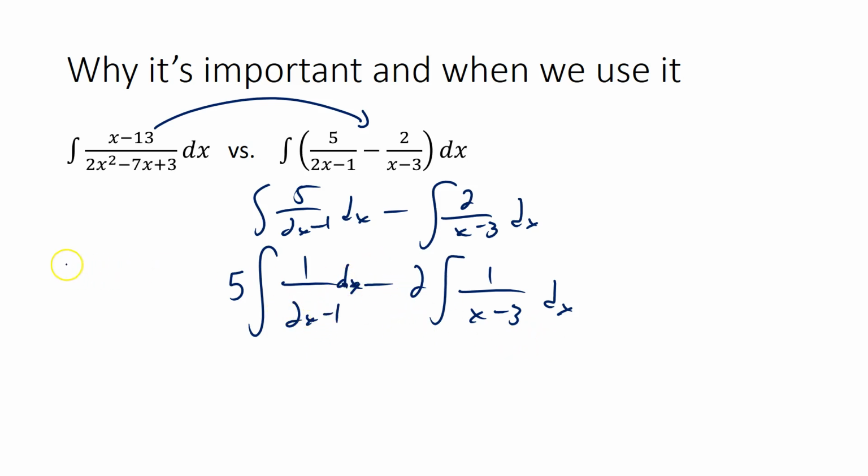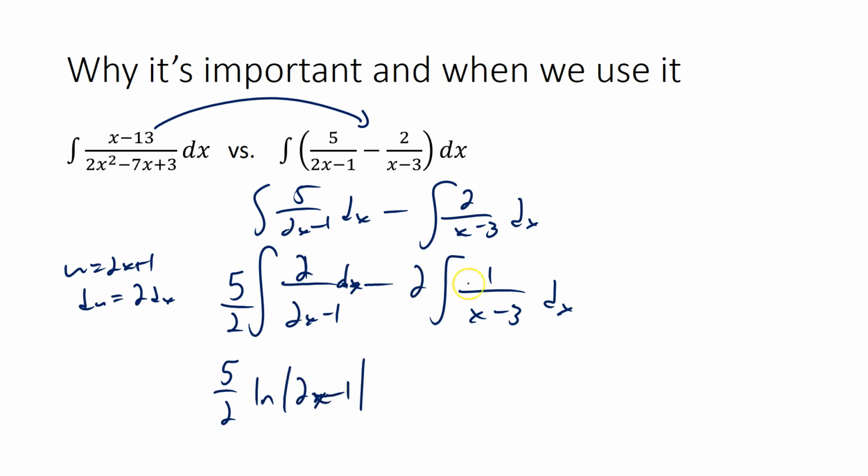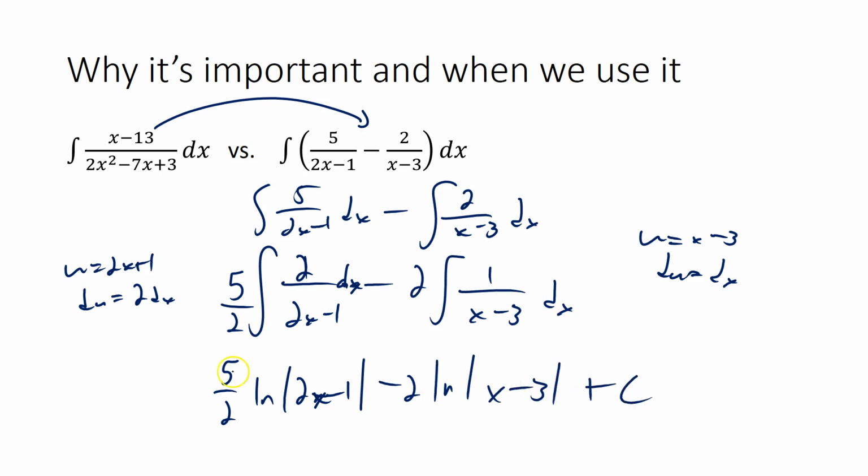But over here, if I had u is 2x minus 1, then du is 2 dx. I need that too. Put it up here. Put a 1/2 out front. So the 2 dx becomes a du. This is now 1 over u. This is going to be 5 halves ln absolute 2x minus 1. And then over here, we have minus 2. If we did u equals x minus 3 here, then du is just dx. So this is just 1 over u du. So this is ln absolute x minus 3, and then of course plus C at the end.